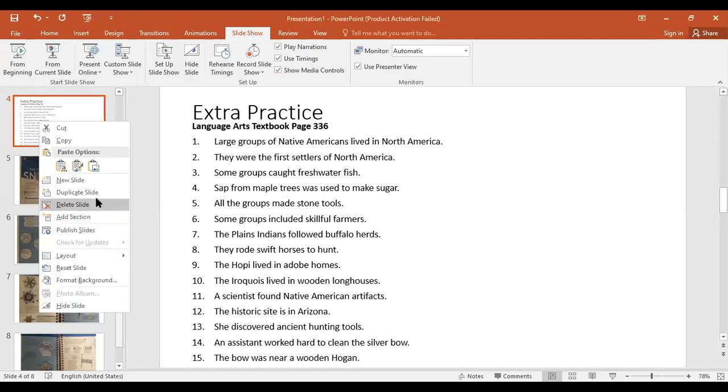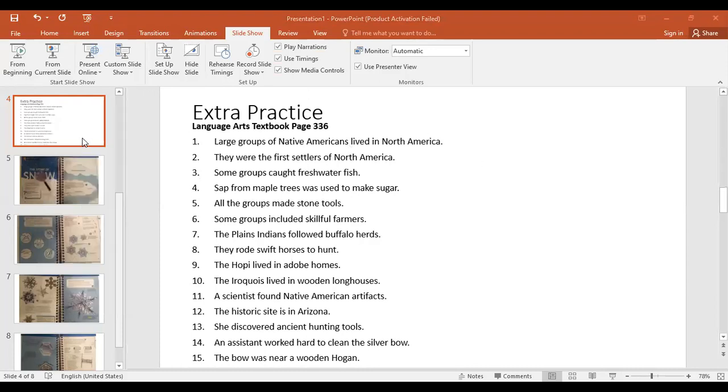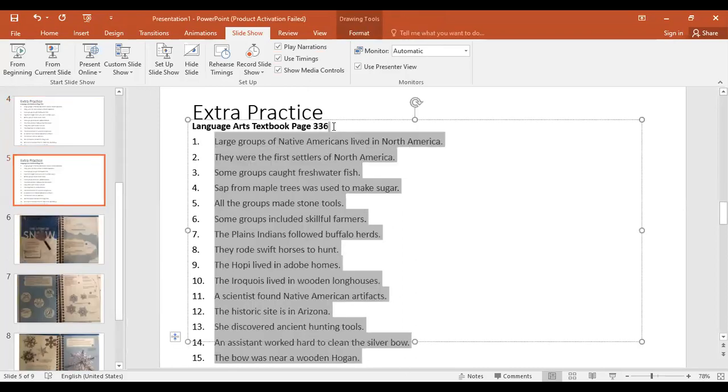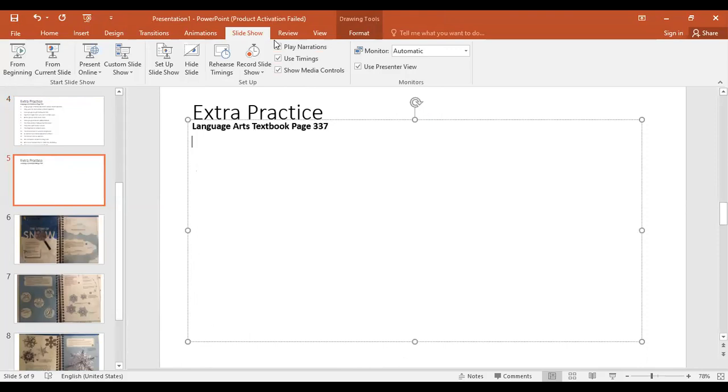Okay, so let's move on to the next page. Next page is abbreviations. 337? 337, yes. Okay, so in the first part, we're going to write the number of the word in the column on the left next to the correct abbreviation on the right.